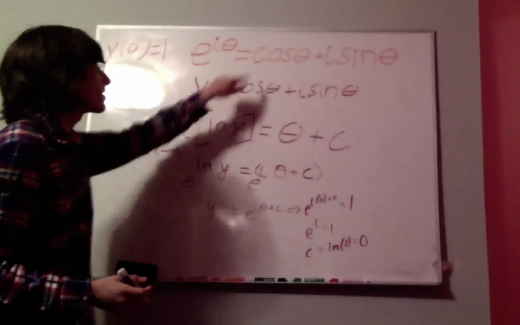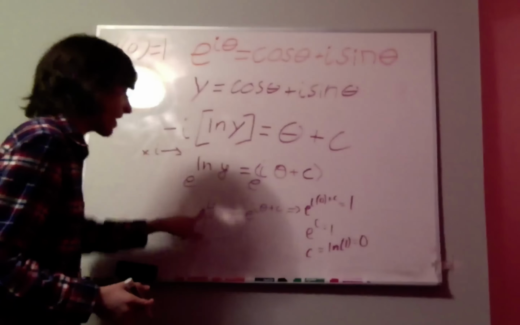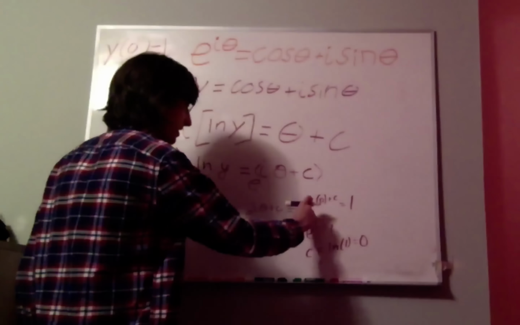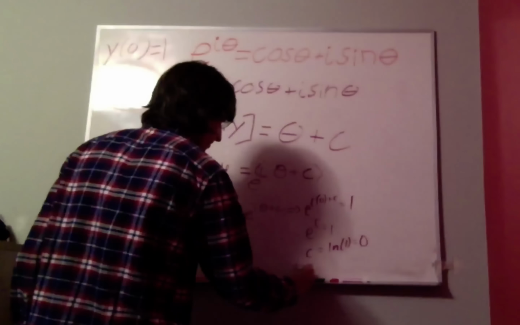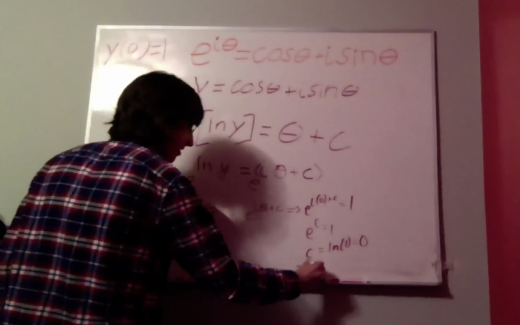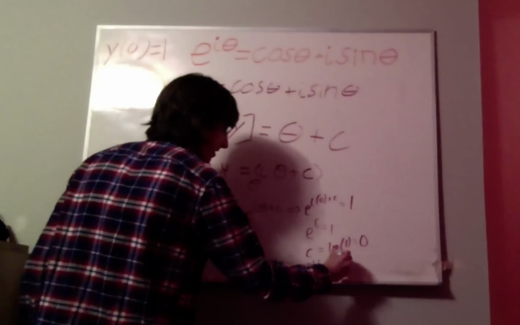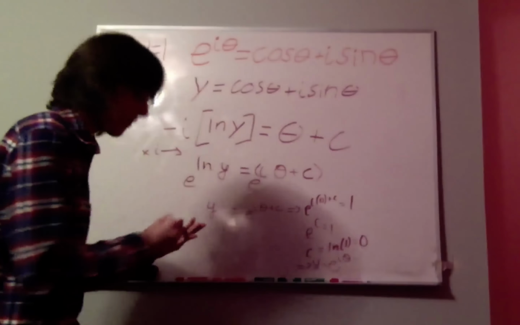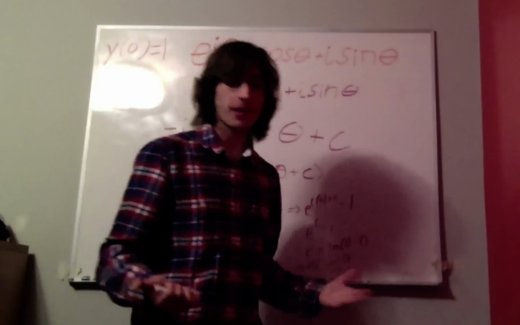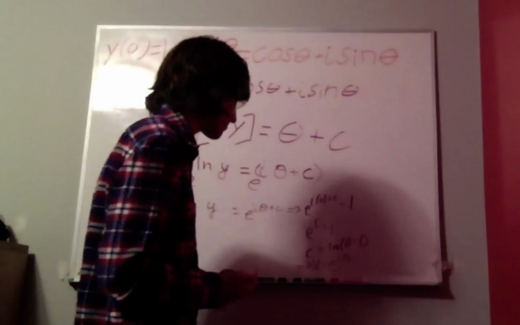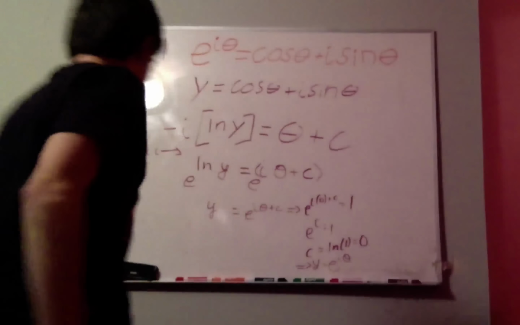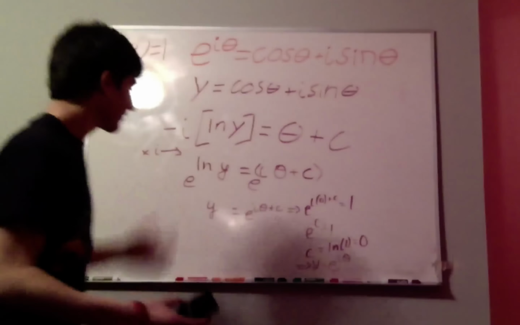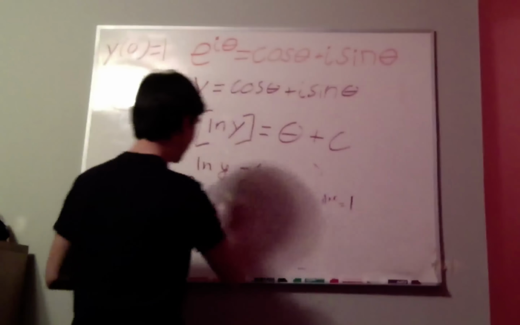And so now using our initial condition of this function, we prove that y has to be e to the i theta plus 0. So thus, from here, it finally follows that y is equal to e to the i theta. So that's how you get rid of the arbitrary constant that comes from separating variables, and you get the final equation for y.